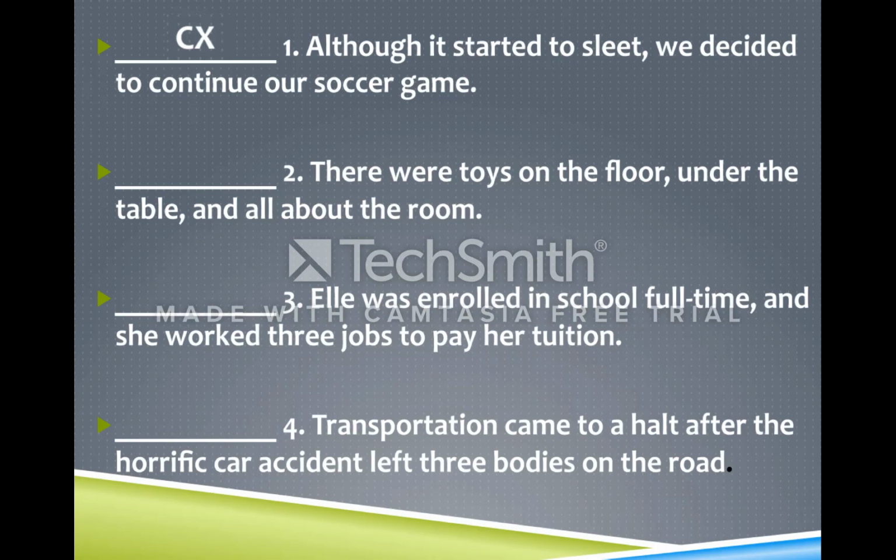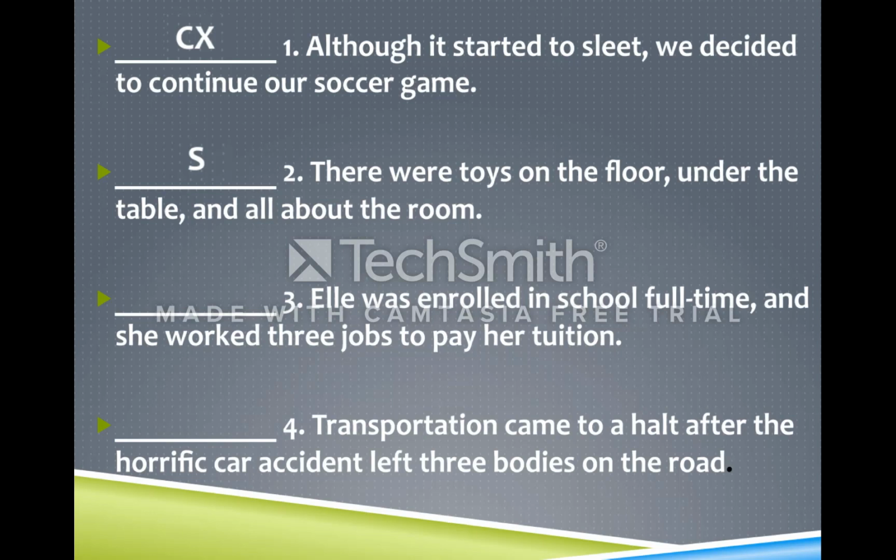Number 2, there were toys on the floor, under the table, and all about the room. This sentence has only one independent clause, and therefore it's a simple sentence. So the correct letter to fill in the blank here is letter S.